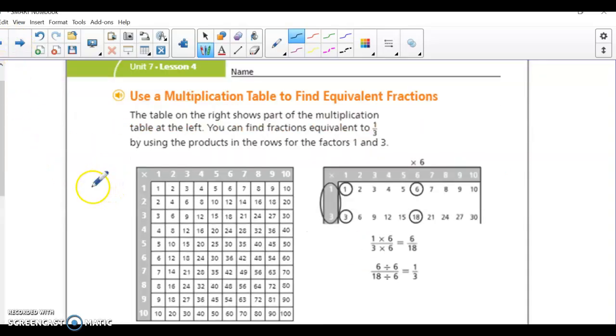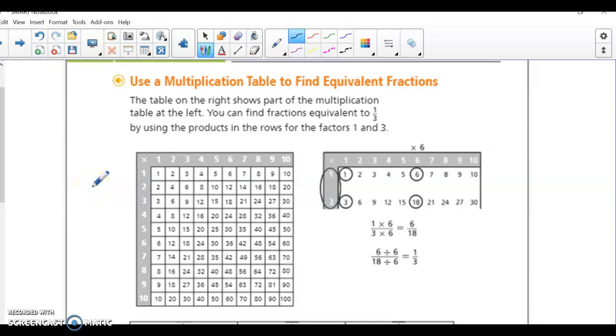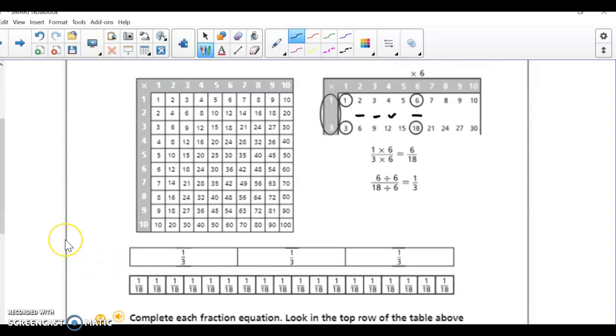Okay, let's go on to the next page. Here, we're going to apply some of our rules, and you're going to be given a multiplication chart to use as well. It says the table on the right shows part of the multiplication table at the left. You can find fractions equivalent to 1/3 by using the products in the rows for the factors of 1/3. So really all that's saying is 1/3 is the same as 6/18, and all these are the same as 1/3, right? 2/6, 3/9, 4/12, and so on, just like we were doing in the fraction chain in one of the last slides.